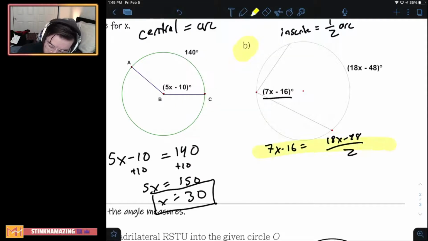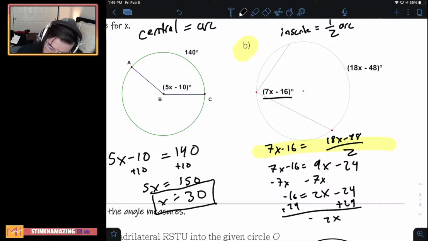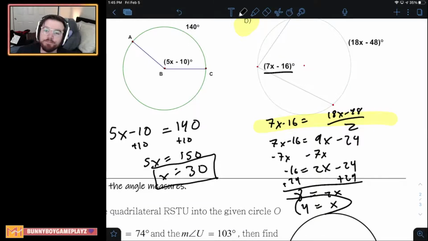I want to keep this highlighted. Does that make sense? So when I take half, I'm going to end up with 9x minus 24. Subtract the 7x. I'm going to get negative 16 equals 2x minus 24. Add the 24 over. I get 2x equals 8. X equals, not 2, 4. And there's that.